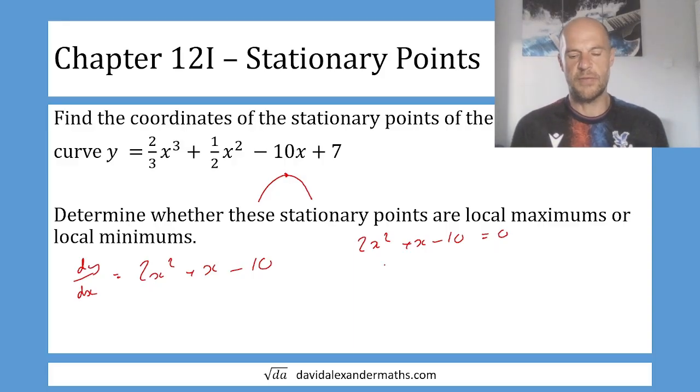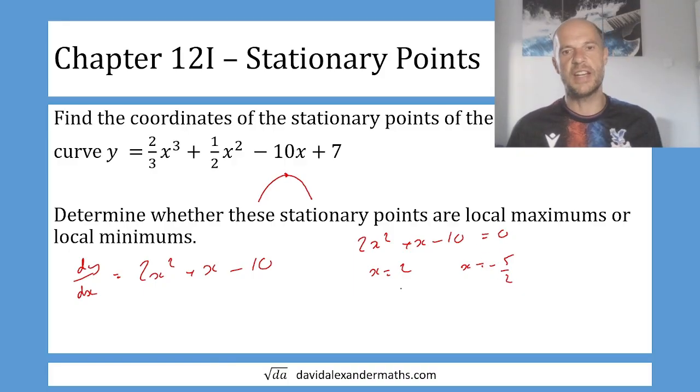So a bit of a funny one, this one. I'm not sure if it factorizes. It probably does, I'm just too lazy to bother doing it. So that's 2x squared plus 1x minus 10. So x is 2 and x is minus 5 over 2.